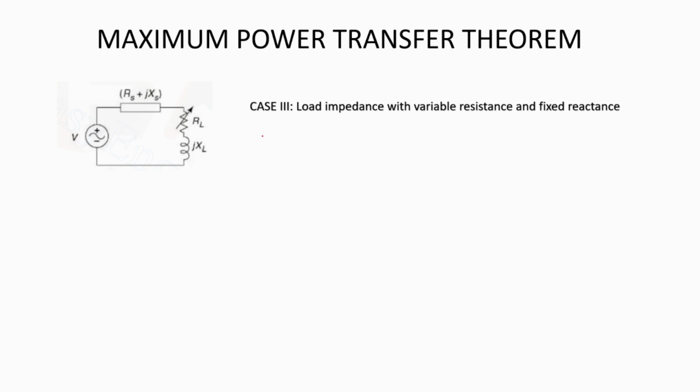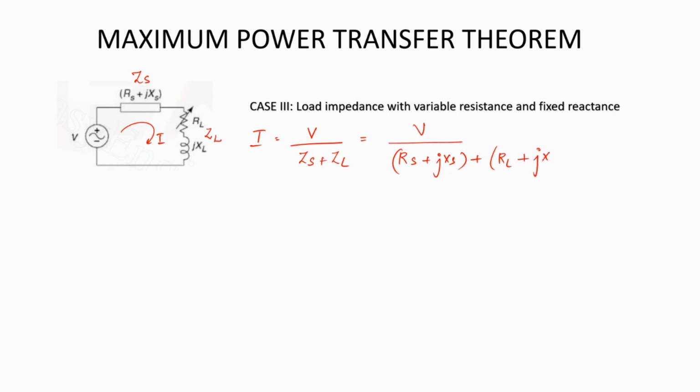So say I have I flowing through this circuit, then what is the value of current that is going to flow through the circuit? So I is going to be given by the voltage divided by the impedance of the circuit. Here we have two kinds of impedance. One is the source impedance ZS, the other is going to be the load impedance ZL. So we'll have ZS plus ZL. Now we can expand this and write it as V divided by RS plus JXS plus RL plus JXL.